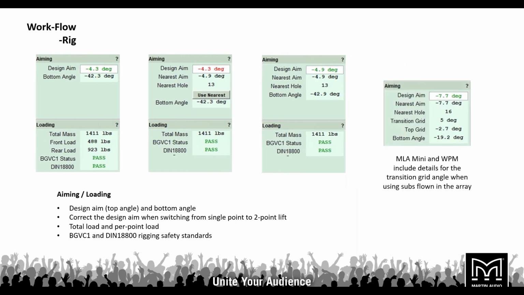Lastly, if you are using MLA Mini and WPM, which have a transition grid from their companion subs, if you're flying the array underneath them, it will tell you the transition grid design angle that you should have set in that transition grid, which is 0, 2.5, and 5, if memory doesn't fail me right now, in this case 5.